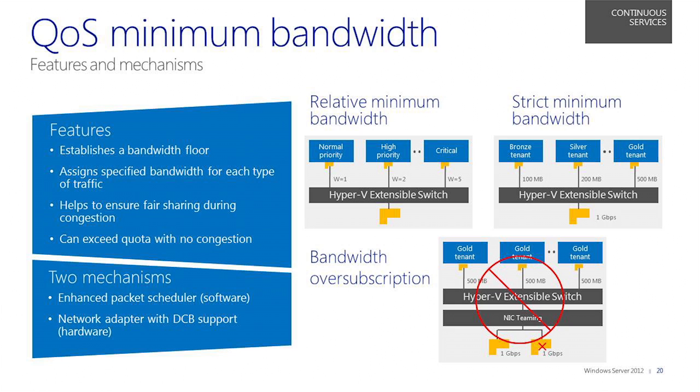The other thing we can do is we can assign specific bandwidth for each type of traffic, whether it's storage, whether it's networking, whether it's CPU, all that kind of stuff. And we can also ensure fair share around congestion. So we don't want a particular workload to take up too much bandwidth and affect other workloads that are running on the same Hyper-V host. So we have this notion of what we call fair share.